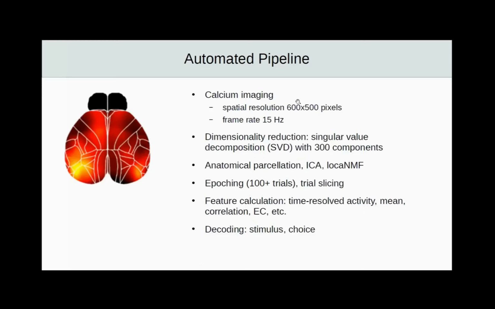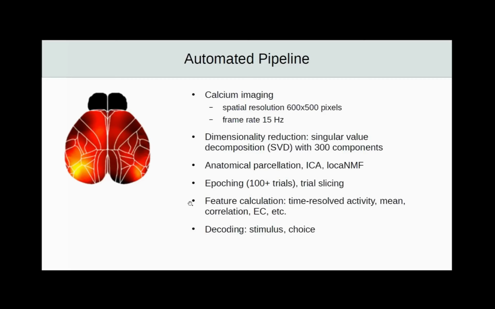What we wanted to do in this study was to test different parcellations, like the anatomical parcellation, and some other ones that I can talk about, like the local NMF or ICA, which is just a functional parcellation that can be used as a parcellation. We can also do epoching: each session has hundreds of trials, and we separate the session into training, the stimulus period, or the choice period, depending on what you analyze.